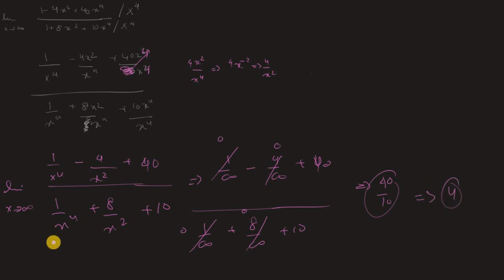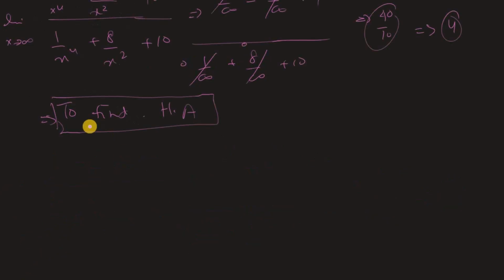Okay, so now let's do another problem. The next problem is basically to find the horizontal asymptote, and we haven't covered the horizontal asymptote yet, so let's do that in the next video.